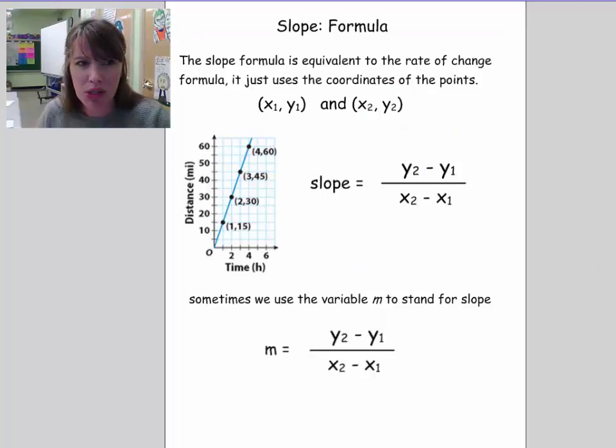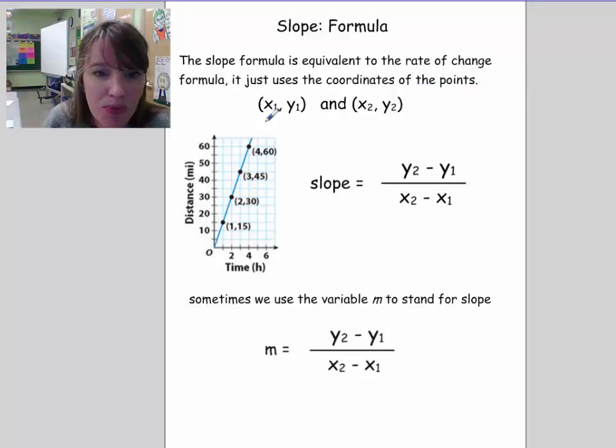Okay, so let's talk about the slope formula, because it looks very different sometimes. The slope formula is equivalent to the rate of change formula. It just uses the coordinates of the points, okay? So we say that the coordinate of the first point is x, and this little 1 is a subscript, which means that it's positioned lower and to the right of the x that it's defining. This is a way to mark the difference between the two x's.